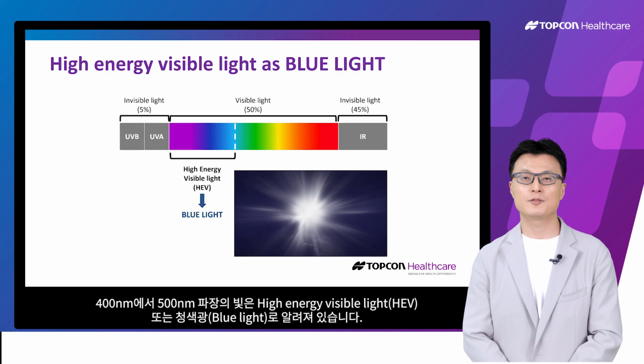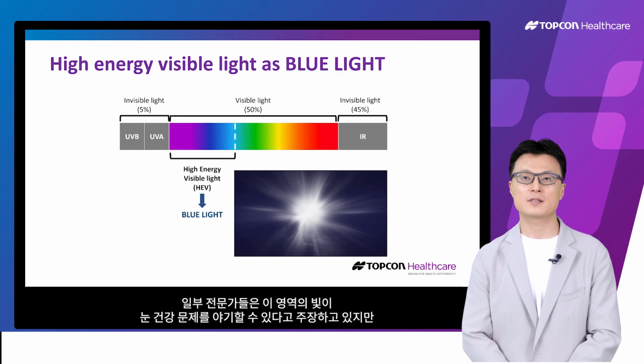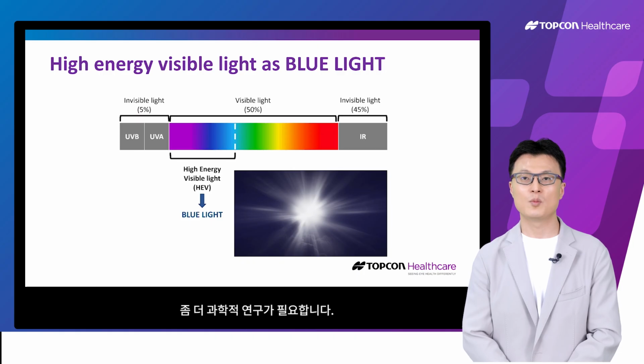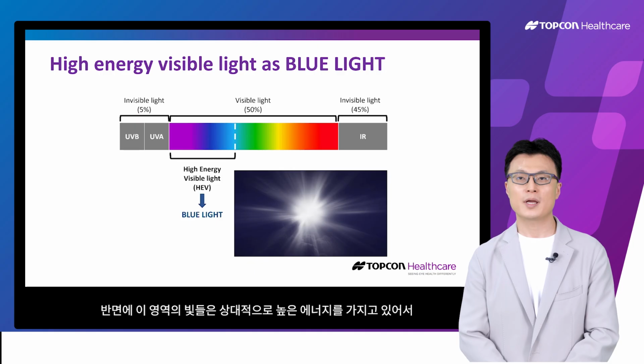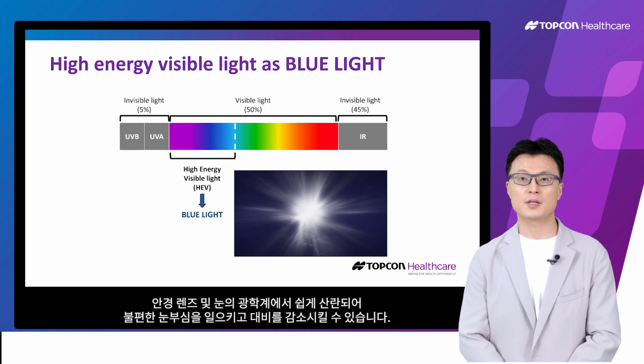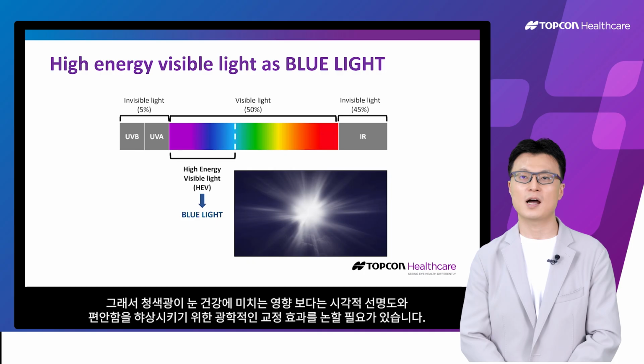Light in the 400 to 500 nanometer range is often referred to as high-energy visible light, or blue light. Some experts argue that this light may cause eye health issues, but more scientific research is needed to confirm those claims. On the other hand, because these wavelengths carry relatively high energy, they can easily scatter in eyeglass lenses and in the eye's optical system, causing glare and reducing contrast. That's why, rather than focusing right now on how blue light might affect eye health, it's more relevant to discuss its optical effect for improving visual comfort and clarity.